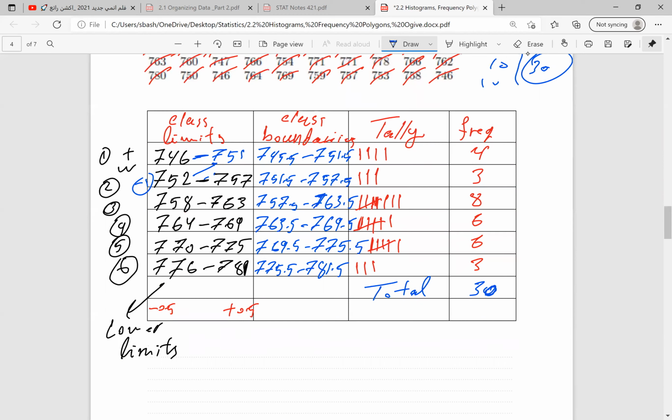So this is the idea for the grouped frequency distribution. Find the range, find the class width, then construct the class limits, then find the class boundaries, then the tallies, and the last step is to find the frequency for each class.